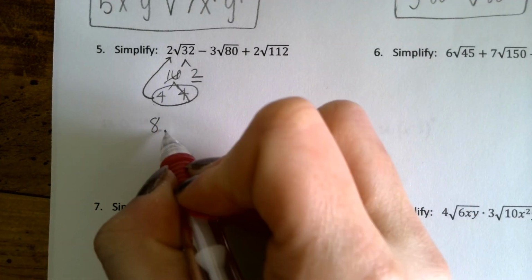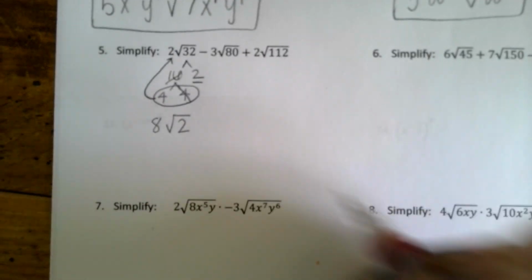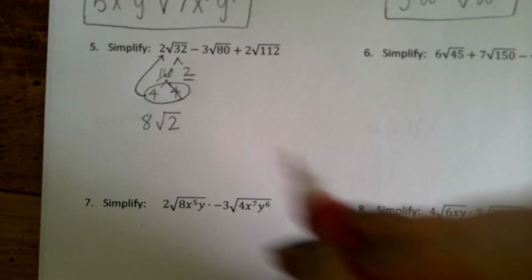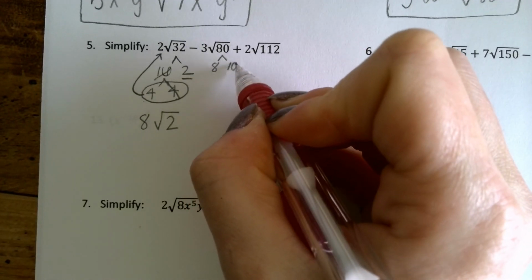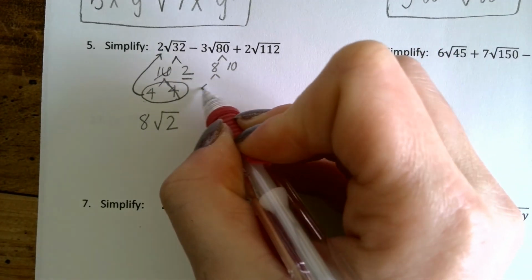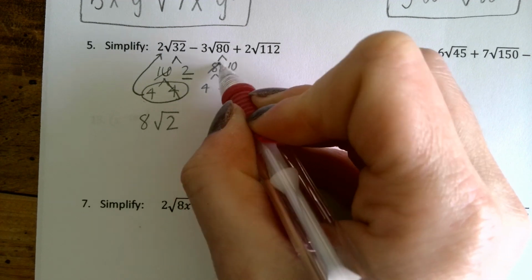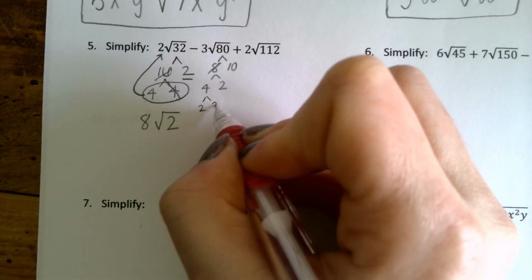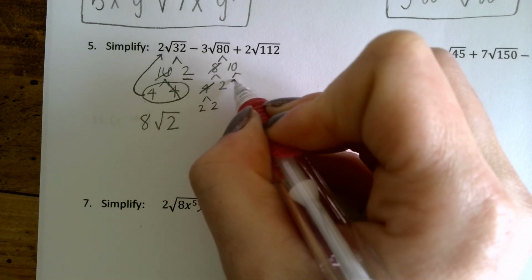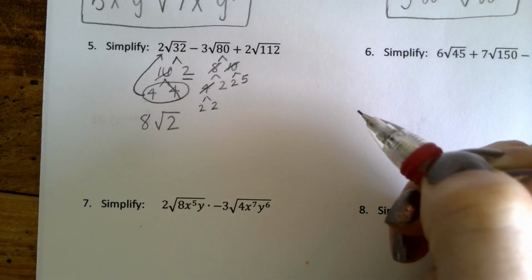And this 2 didn't have a group, so it's left inside the radical. Moving on, I now have 80. I'm going to break up 80 into 8 and 10. 8 can break up into 4 and 2. I'm going to keep going because I don't see any groups yet. 4 can break up into 2 and 2, and 10 can break up into 5 and 2.